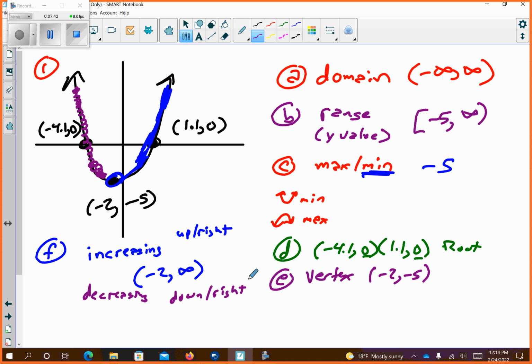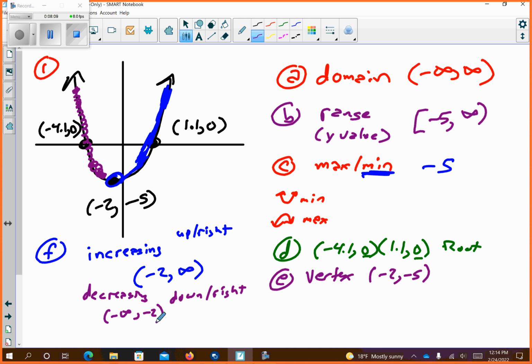And then if I wanted to list where it's decreasing, from negative infinity to negative 2. It's a soft bracket, or a parenthesis, on the negative 2 because right at negative 2, right at the vertex, that is the point where it stops going down and starts going up, or stops going up and starts going down. So right at that very instant, it's not going up or down. It's actually zero. But that's the point where things are taking place.